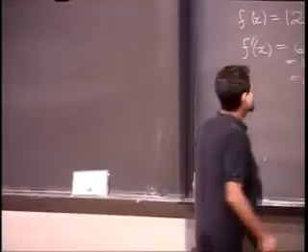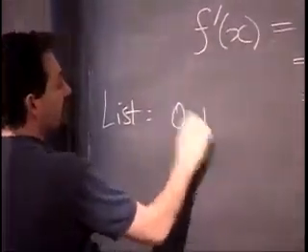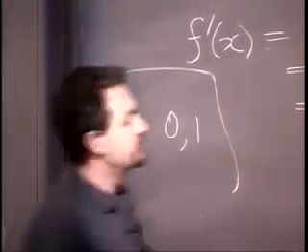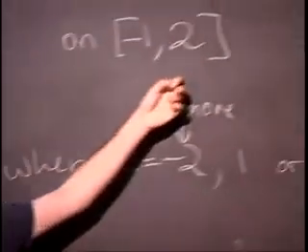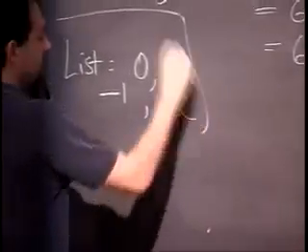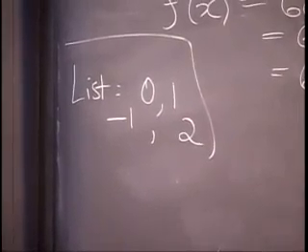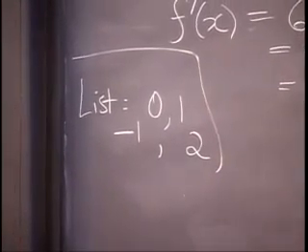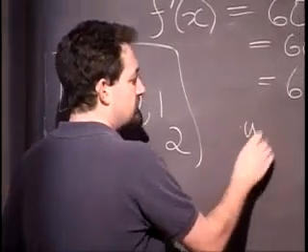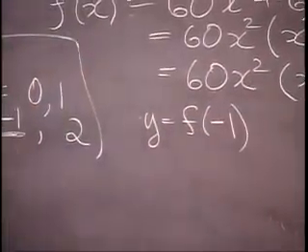So our list of potentials currently is 0 and 1. Well, according to this, I need to add the endpoints of the interval. The interval is minus 1, 2, so I need to add those to the list. So I've got 4 potential candidates for the global maximum and the global minimum. So, how do I know which one is which? Well, I just plug them in. Plug minus 1 into f. That's one of the ones on the list.